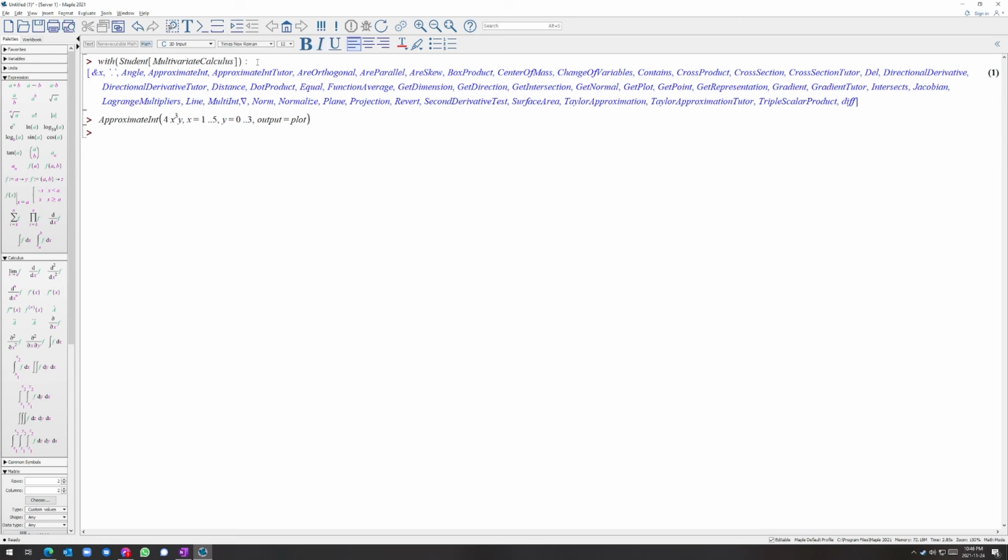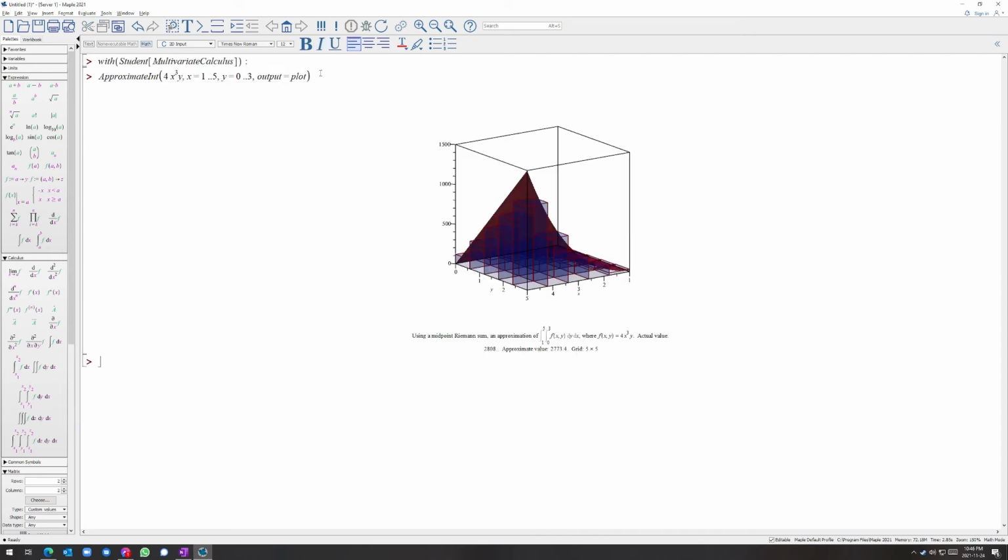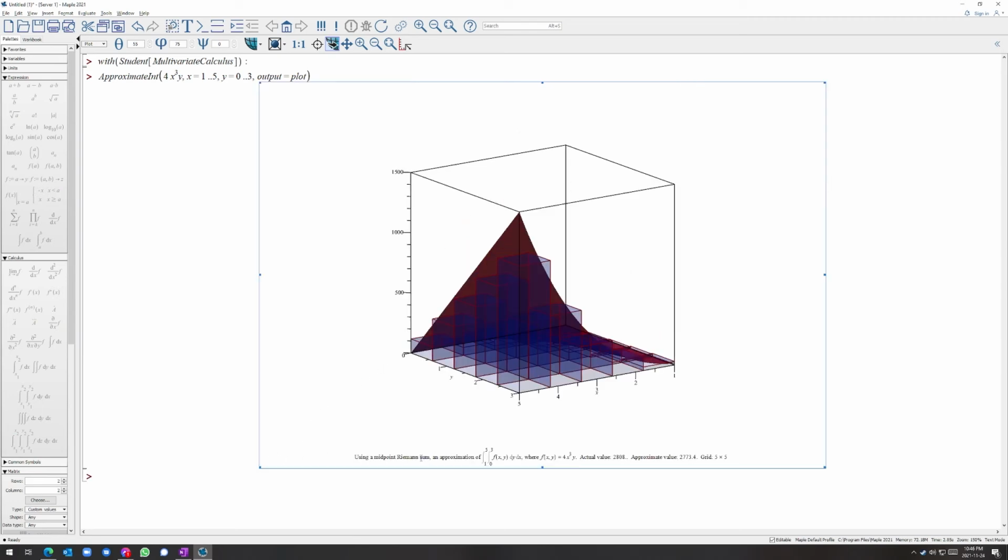So I will run that with the colon at the end and just hide the output. Here's the approximate int command and our function x cubed y from x equals 1 to 5 and y equals 0 to 3. And I'm choosing the option output equals plot. So let's see what we get there. Maybe I'll zoom this in a little bit here. And the default method seems to be midpoint Riemann sums. You can even see that iterated integral. The actual value Maple confirms is 2,808.